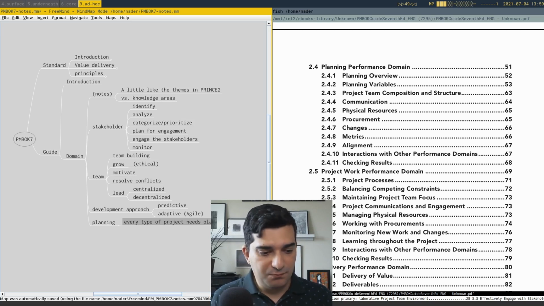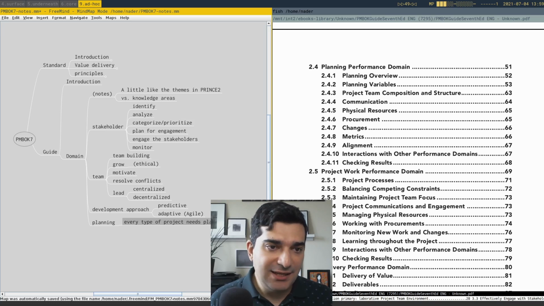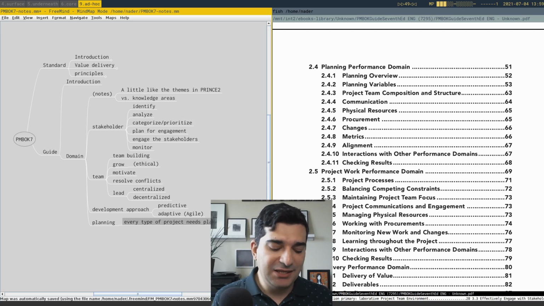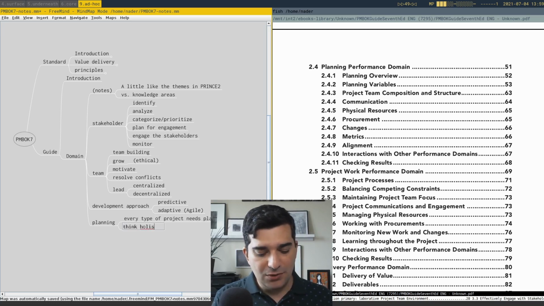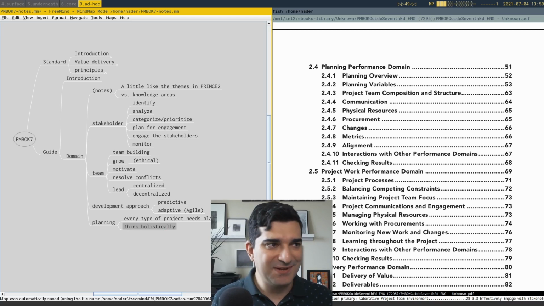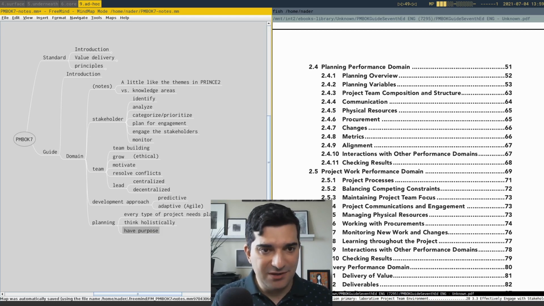Not every predictive project, for example, has the same type of planning. It depends on how sensitive your project is, how large your project is, the capabilities that you have in the project, and a lot more. You have to do it in a way that makes it useful in your project. You have to understand the purpose of planning. You should think holistically. And remember to have a purpose for everything you do.